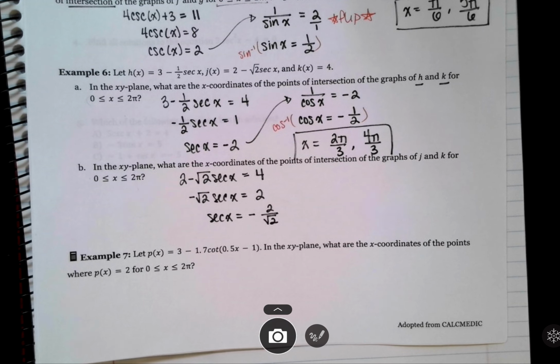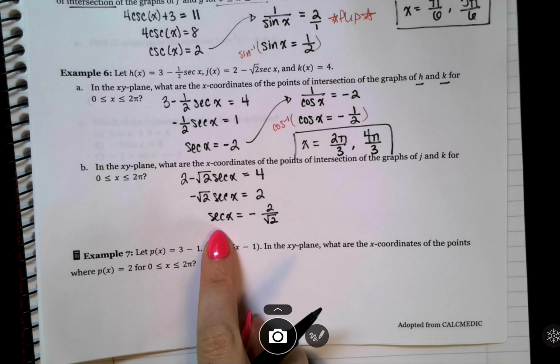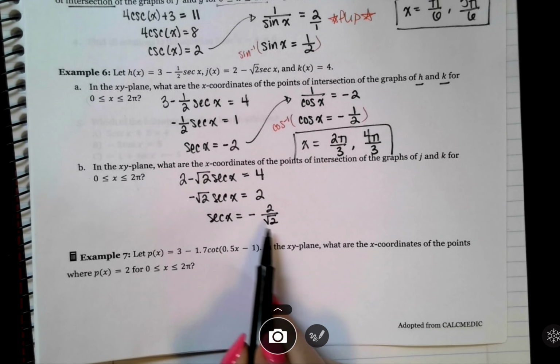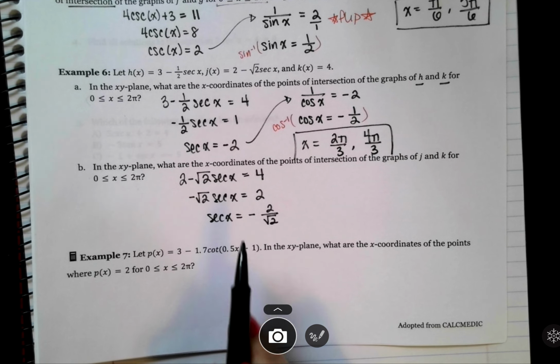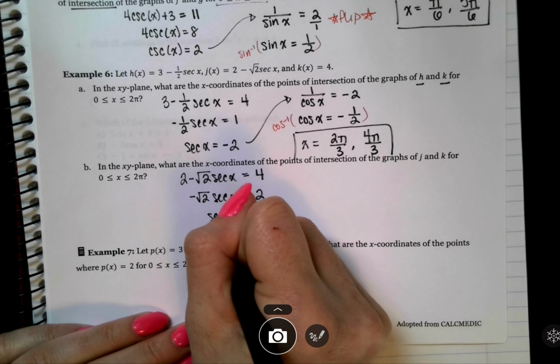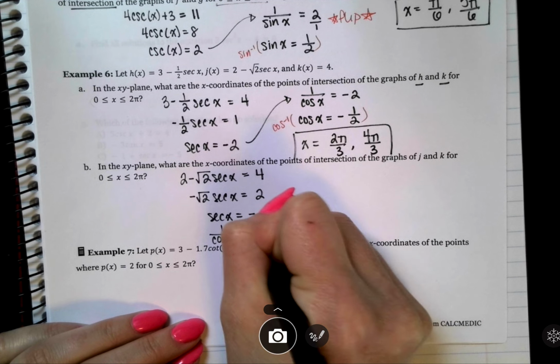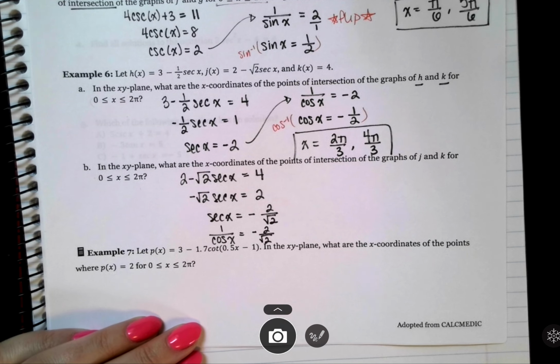All right, so I got to the part where secant of x is by itself. Since I was dividing both sides by negative square root of 2, I did just pull the negative out in front. And then I'm going to rewrite this in terms of cosine. So secant is 1 over cosine. And I have negative 2 over the square root of 2.